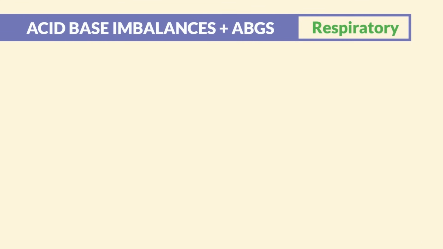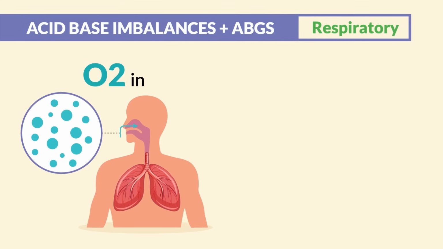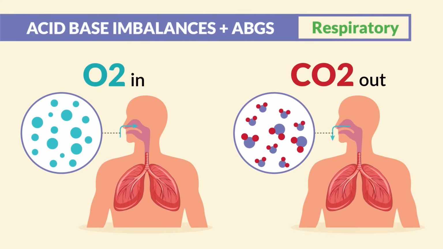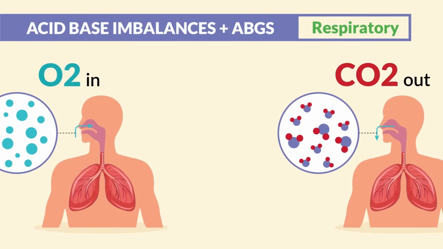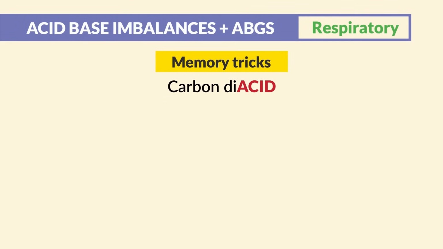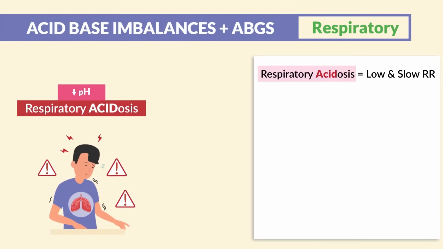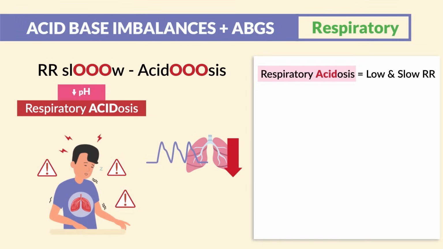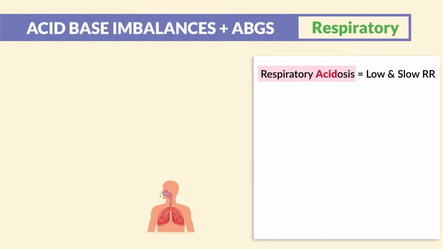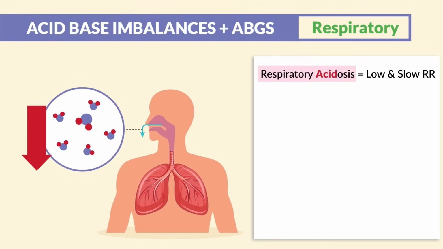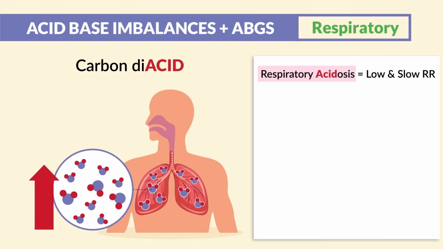Now, on the other side of things, you know that you breathe oxygen in and CO2, that carbon dioxide, out, which we call carbon diacid, since it makes the blood more acidic, right? So in respiratory acidosis, we have low and slow respiratory rate. So just think the respiratory rate is slow in acidosis. Naturally, a client with hypoventilation is not breathing out that CO2. So more carbon diacid is retained in the body from low and slow breathing.